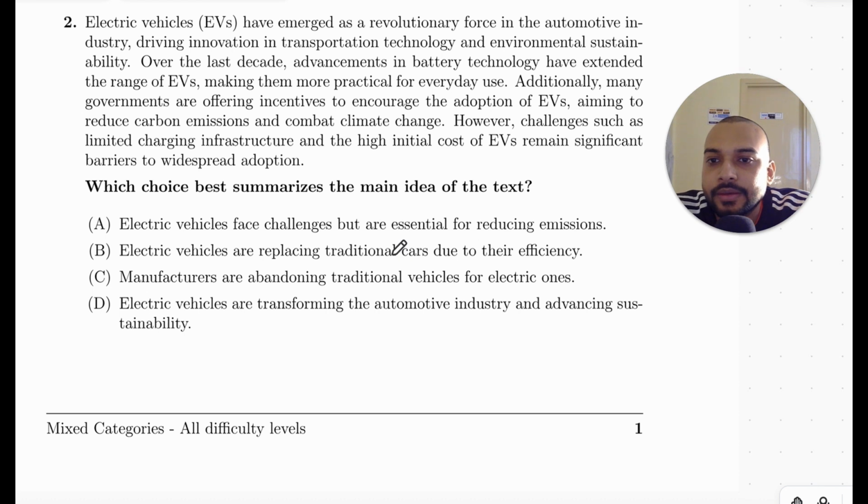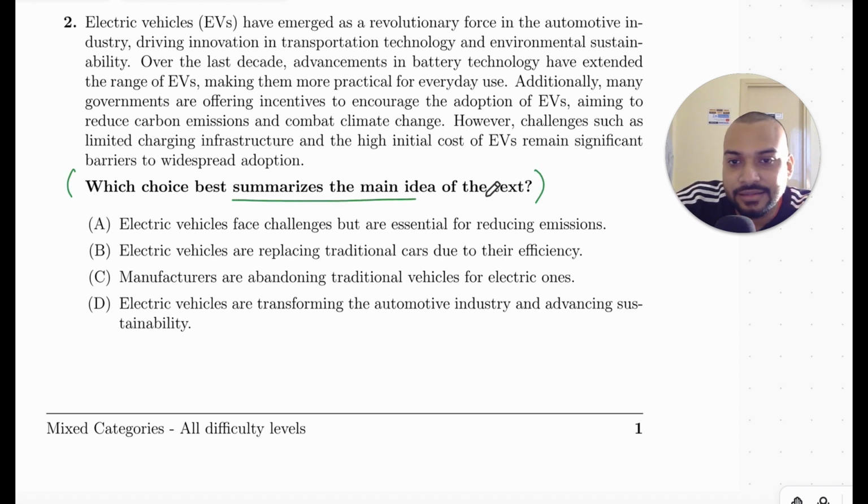Okay. Which choice best summarizes the main idea of the text? Okay. Summarization of the idea. These kinds of questions, we need to read the entire thing. Okay. And I've used longer paragraphs in this worksheet so as to have you practice these as well. Sometimes the SAT can give you longer passages. Okay. More complex passages. So let's read this one.